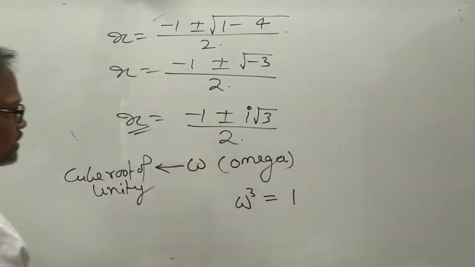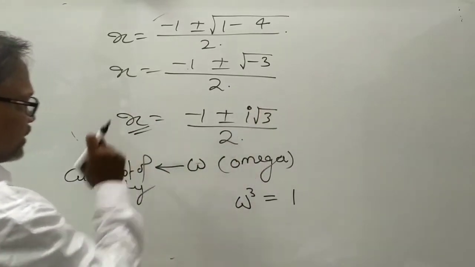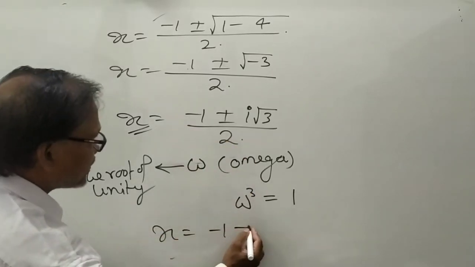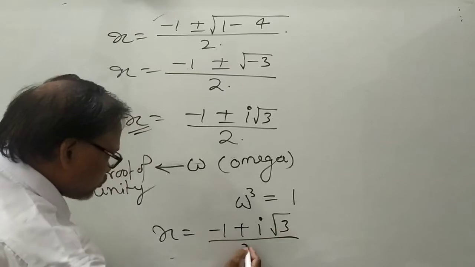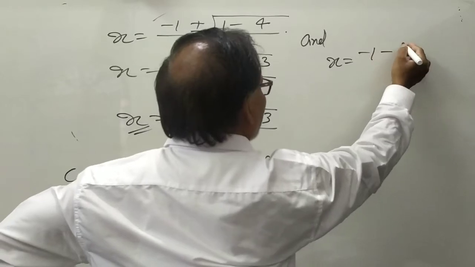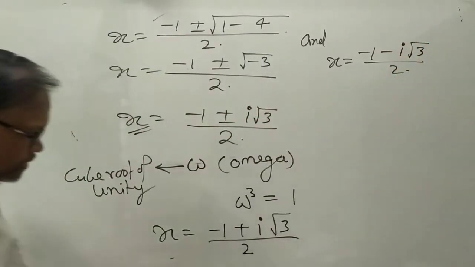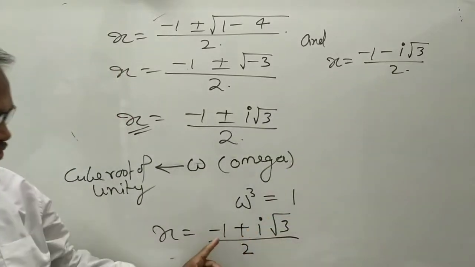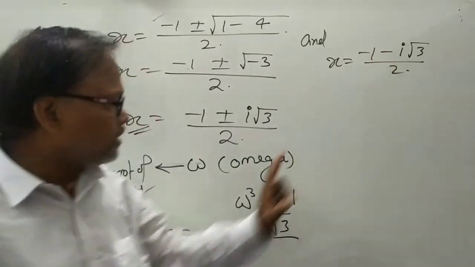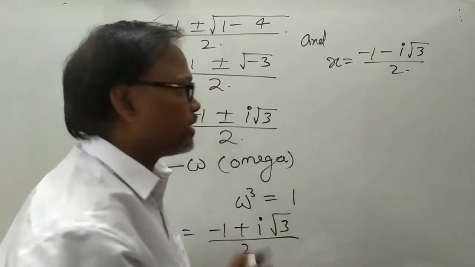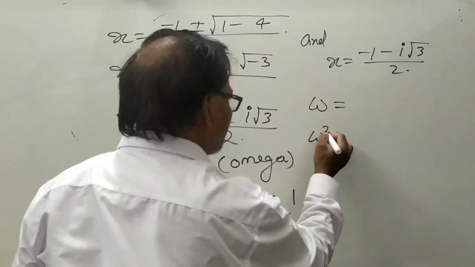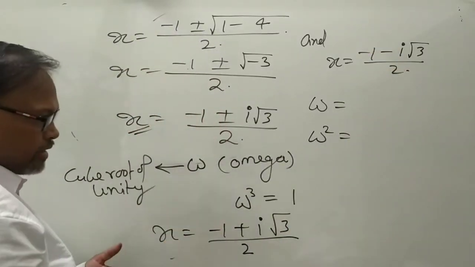This is the first one. Second one, suppose x is equal to minus 1 plus i under root 3 by 2 and x is equal to minus 1 minus i under root 3 by 2. These are the two values. If you take the square of this one, you will get this one. If you take the square of this one, you will get this one. It means they are squares of each other. It means one value is omega and the other value is omega square.